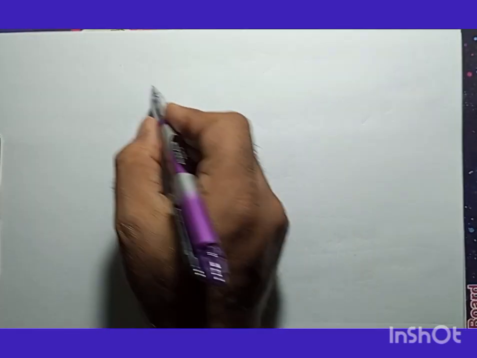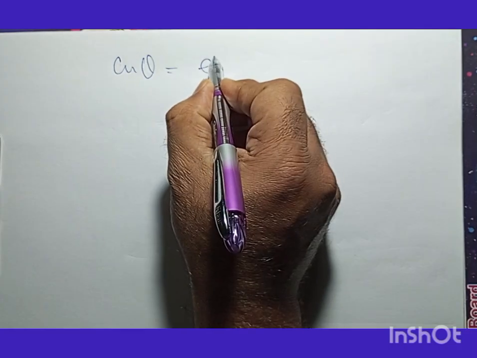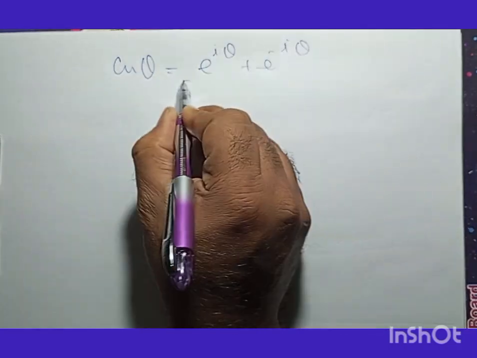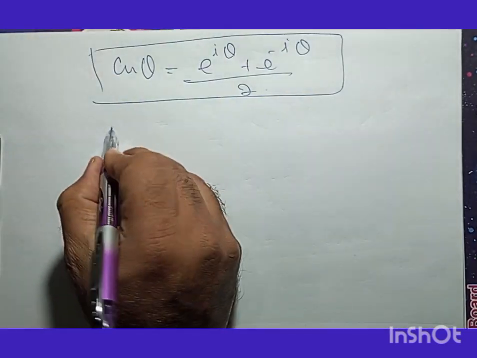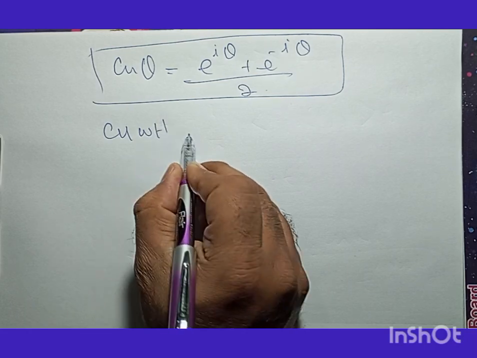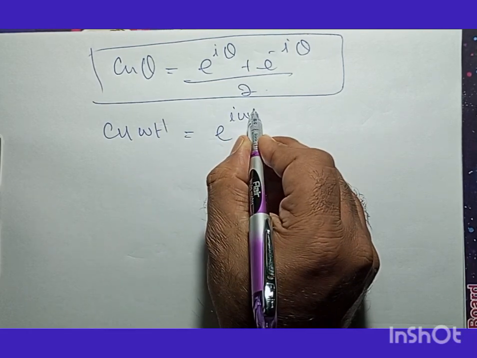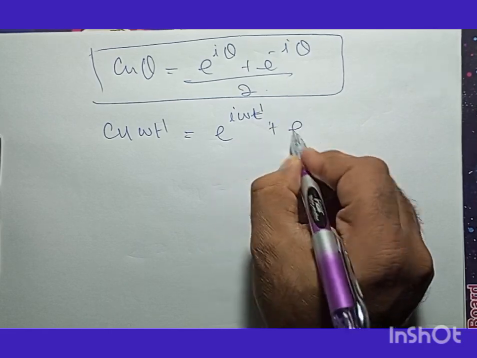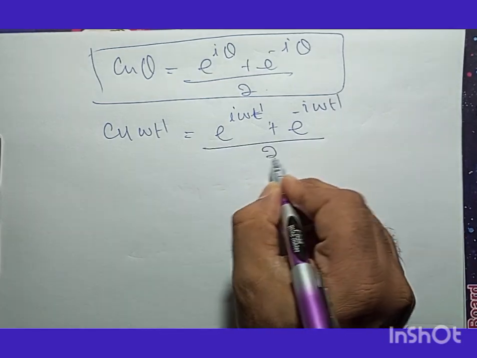I can think of cos theta. What's cos theta? That's e to the power of i theta plus e to the power of minus i theta, by 2. So I can use it for cos omega t'. That is going to be e to the power of i omega t' plus e to the power of minus i omega t', divided by 2.